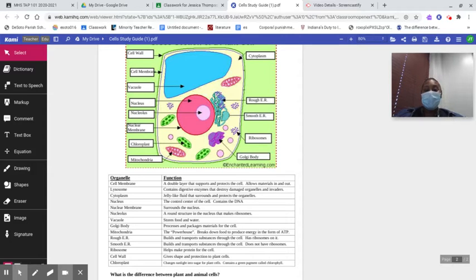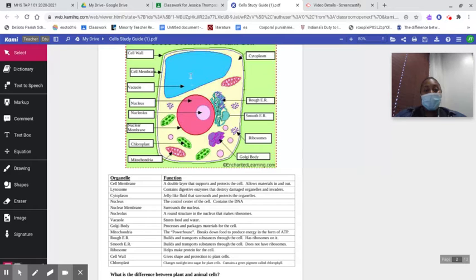The rough ER and the smooth ER are exactly the same. They build and transport substances throughout the cell. However, on the rough ER, remember R for ribosomes. You have ribosomes on the outside of the rough ER, and on the smooth ER, you do not have the presence of ribosomes. Ribosomes also help to make proteins in the cell. That is their primary function: they help to make those proteins that are needed by the cell.